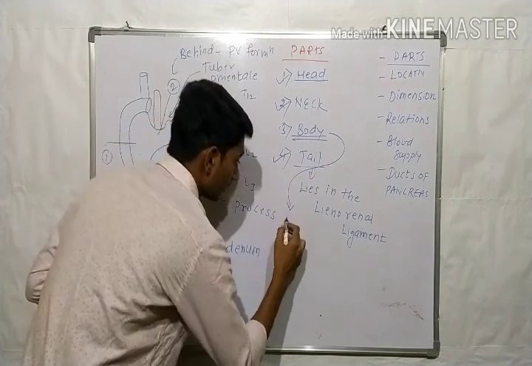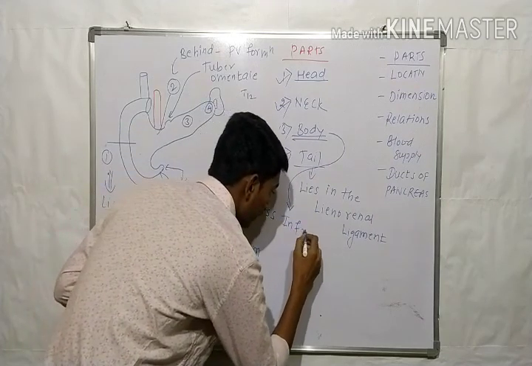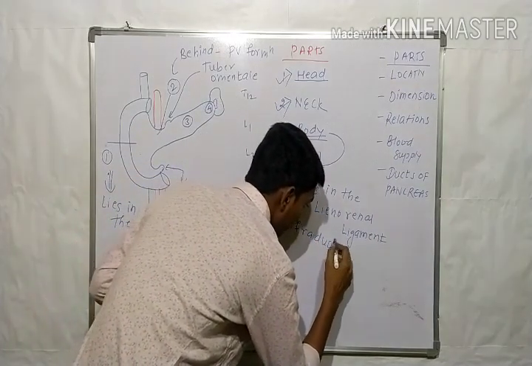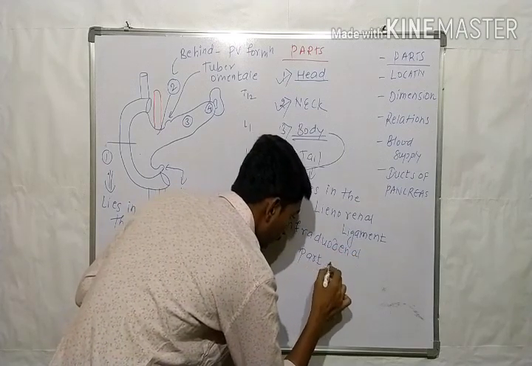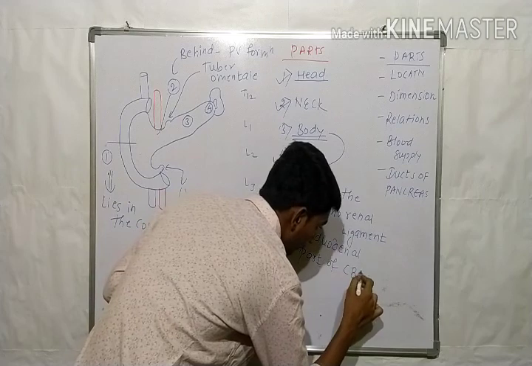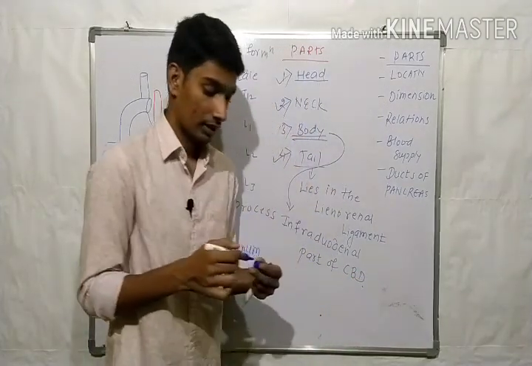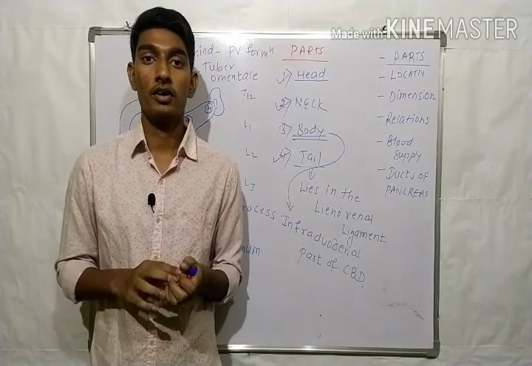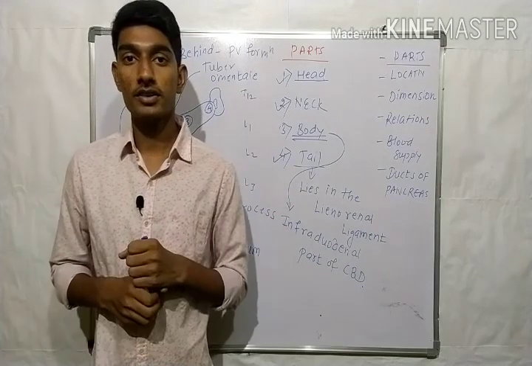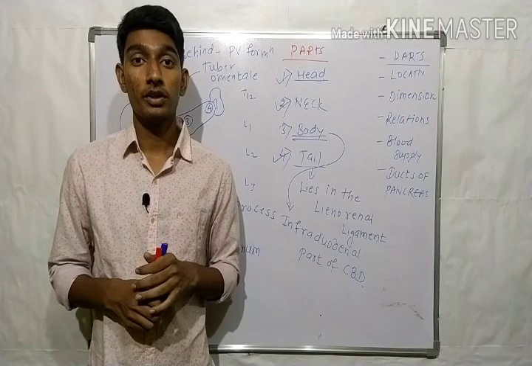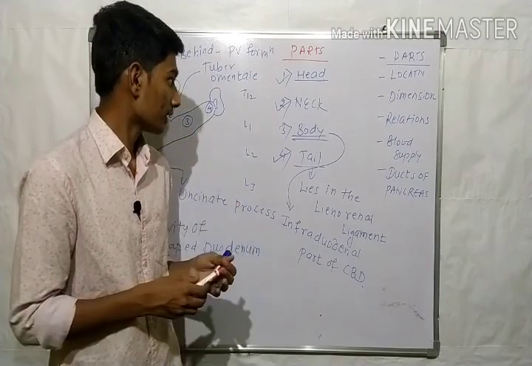And behind the body there is the infraduodenal part of common bile duct. Infraduodenal part of common bile duct. This is about the parts of pancreas.